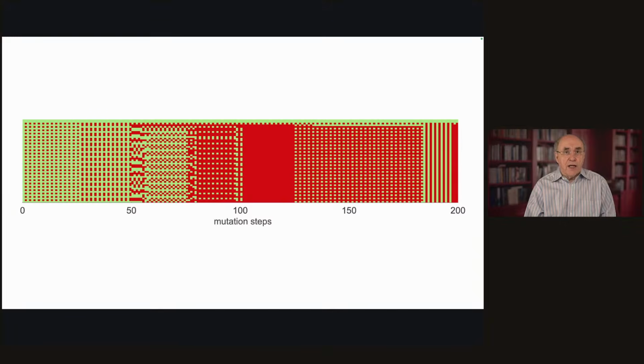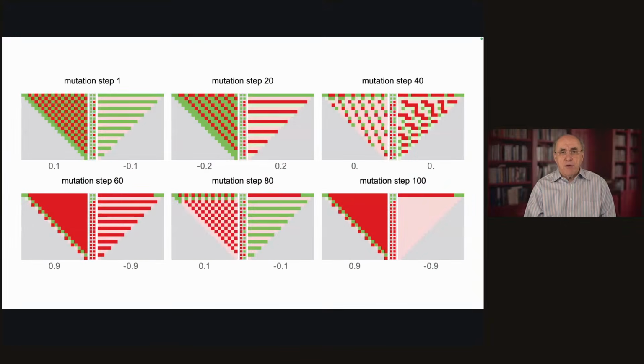What are the underlying cellular automata doing? Well, here are results from a sequence of mutation steps illustrating that adaptive evolution can select both rules with very simple behavior and rules with somewhat more complex behavior.